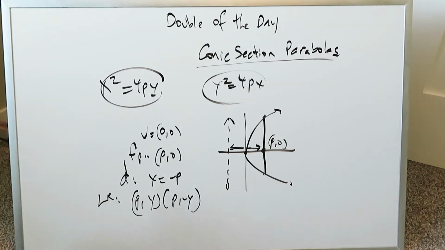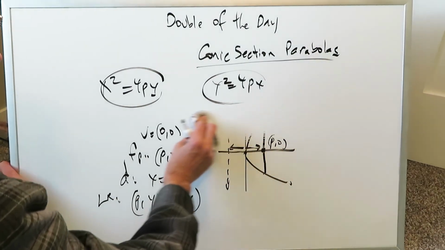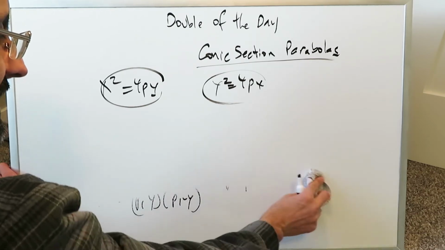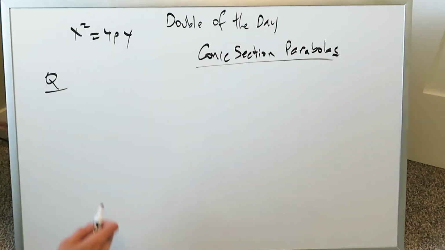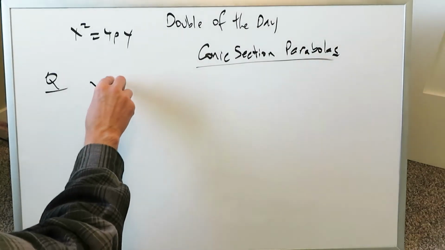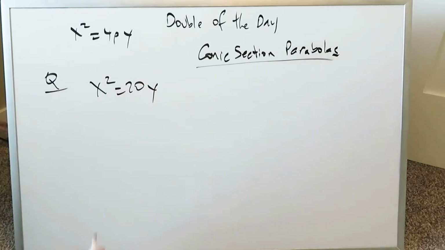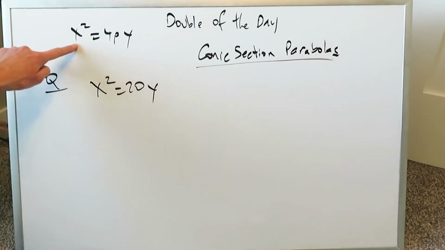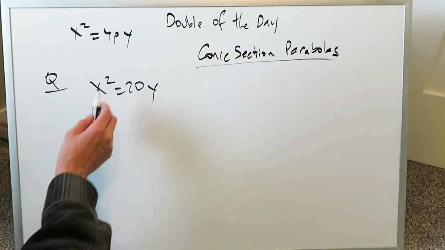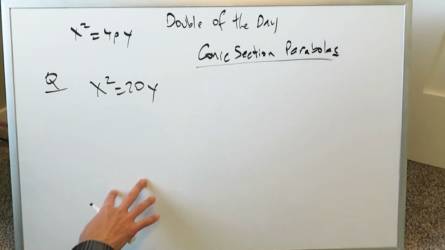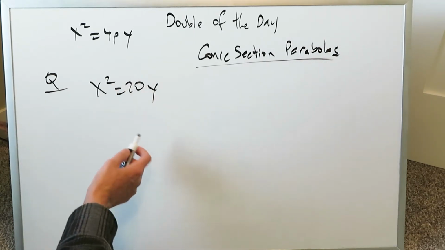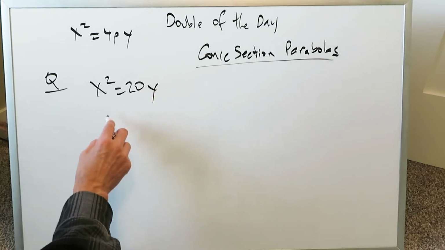So let's look at two questions and see if we can decipher all of this. It's not hard. You just have to get used to doing it. Let's look at two questions, and let the first question be this. X squared is equal to 20y. And this right here is our representative equation for a parabola that points upwards. If it was a parabola going down, you would have a negative here, but we don't. We're keeping this simple and to the point.